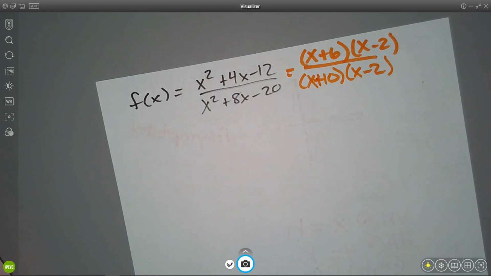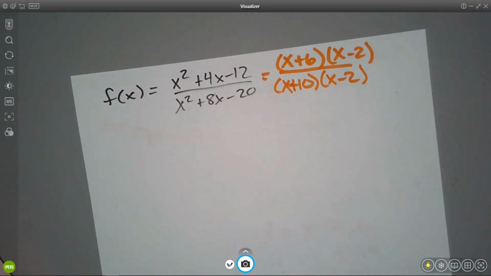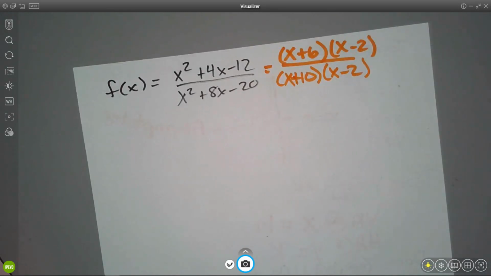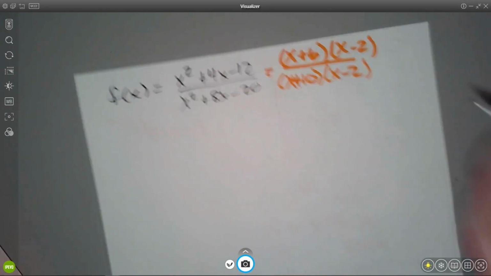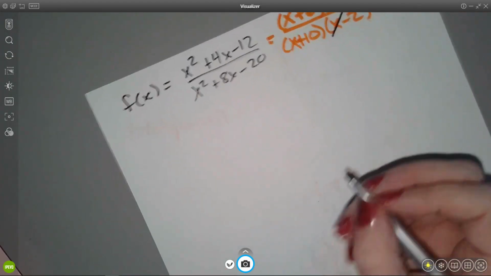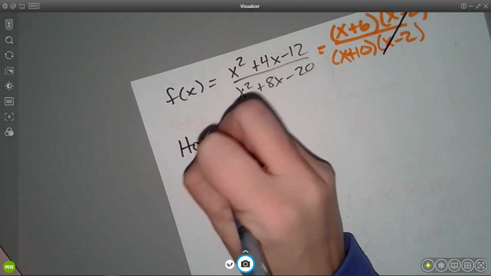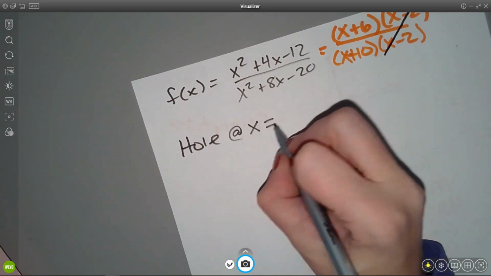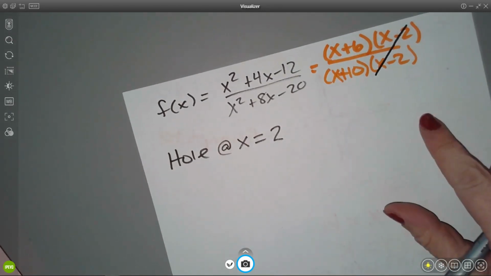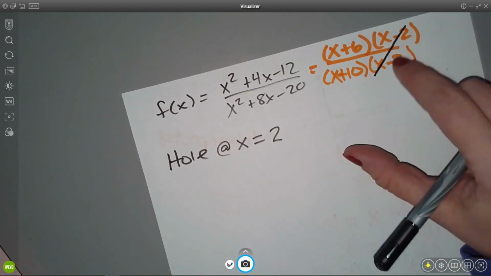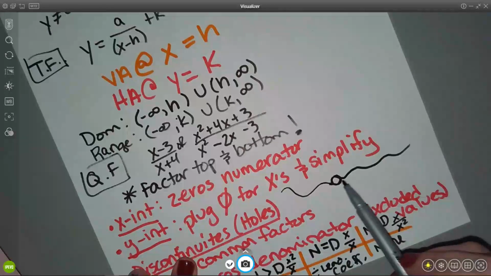Okay, so first thing I see right away, guys, these x minus 2's, those can be simplified. That's our common factor that cancels. That is our hole. We are going to have a hole at the value of x equals positive 2. See, it's there, it's in the problem, but it doesn't exist because we canceled it. That's where we hit that hole in the ground.